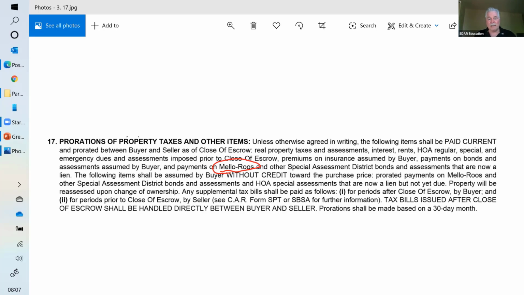Well, it's a big ticket item. So we want to make sure that the buyer is aware. Again, statute requires that the seller make the buyer aware that there is a Mello-Roos assessment, and two, that that payment is being prorated. And so the seller needs to make sure that the buyer is aware of those things.